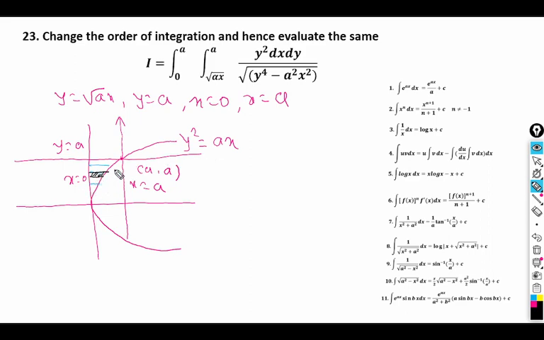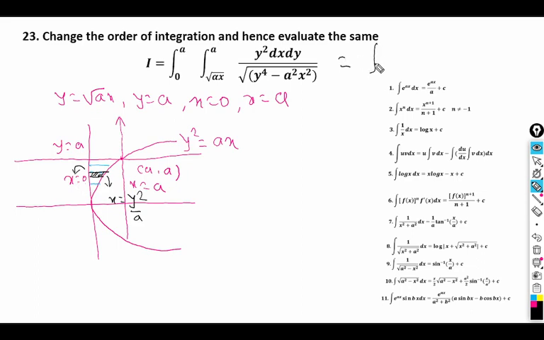So x equal to 0 to x equal to y square upon 4a. So this end touches x equal to, sorry, x equal to y square upon a, and the right hand touches x equal to 0 only. So what will be the new double integral?